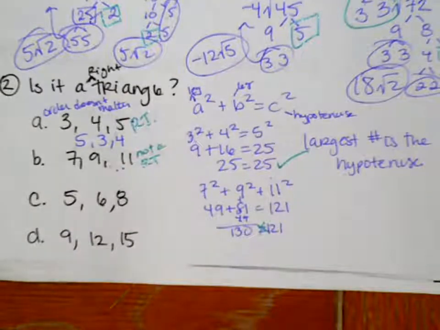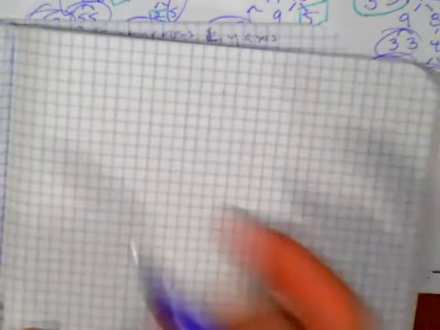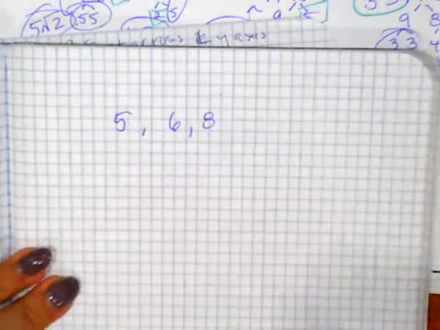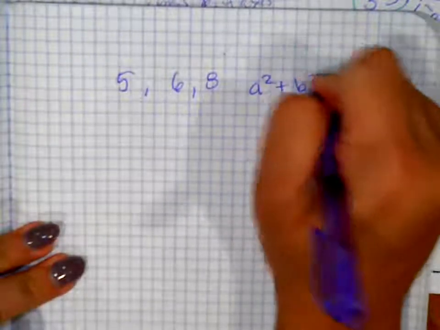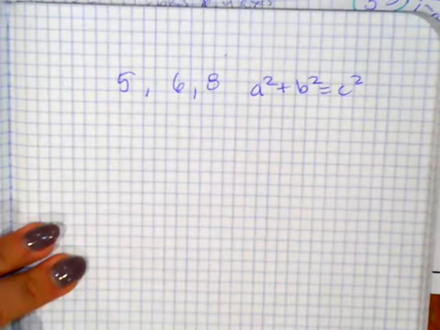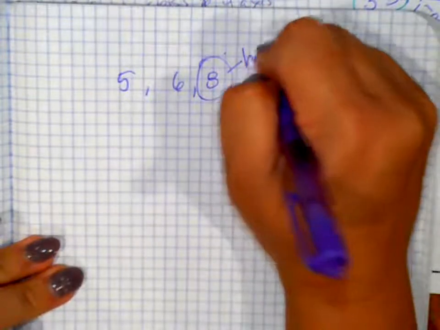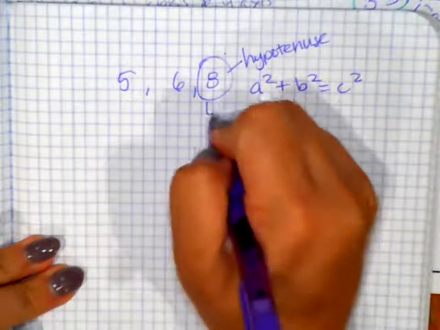Again, remember, you're just using the Pythagorean theorem, something that you guys are all familiar with. So let's do 5, 6, and 8. We've got 5, 6, and 8. Again, we're using a squared plus b squared equals c squared. This guy right here is my hypotenuse, not because of where he's located, but because he is the largest number.